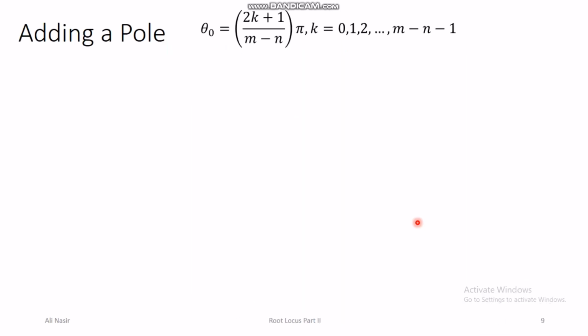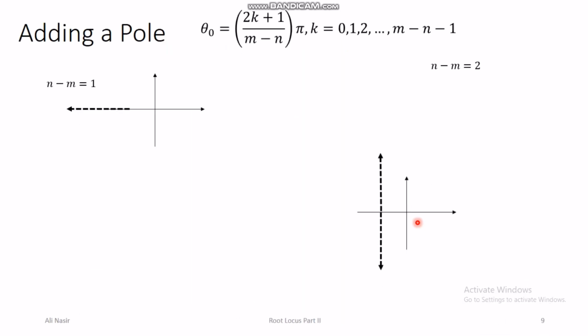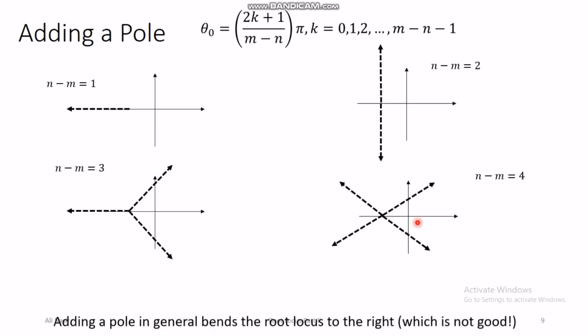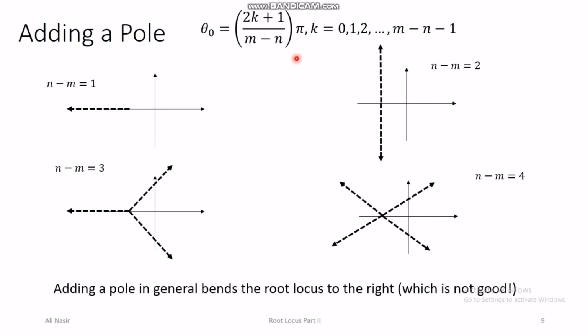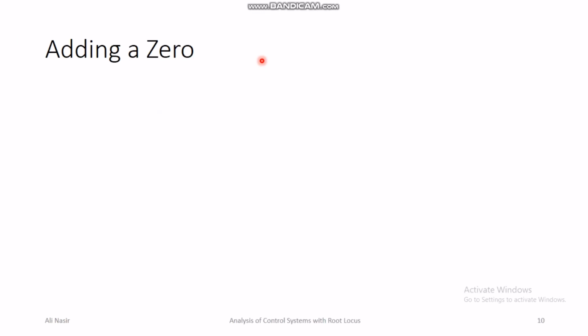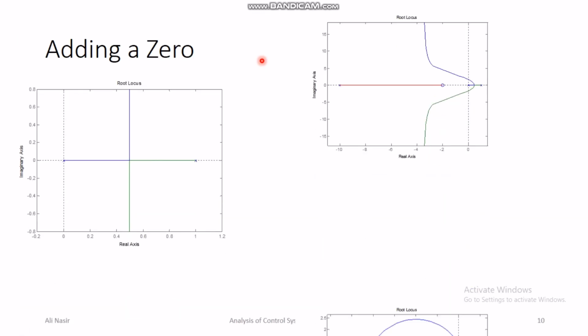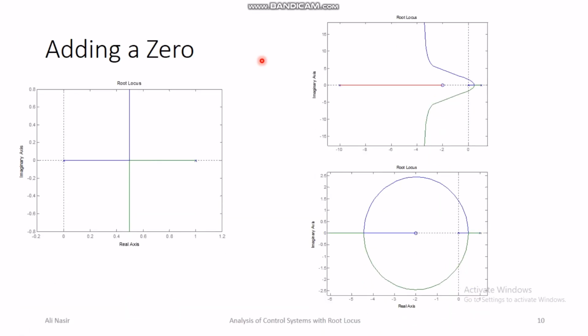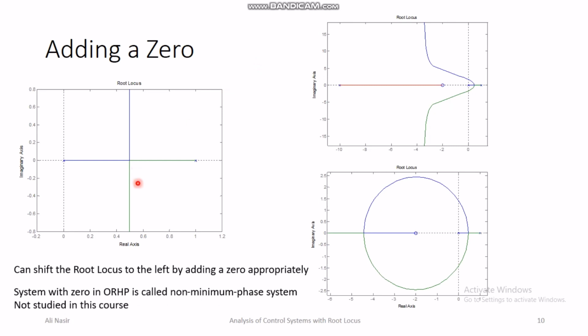And then we discussed the effect of adding poles and zeros. Adding poles of course bends the root locus towards the right. We can see that with the help of the asymptotes rule of root locus. And adding a zero can bend the poles towards the left if the zero is added appropriately. And there is the non-minimum phase system, which we have not discussed here, but I have encouraged you to look at it and think about it as well.